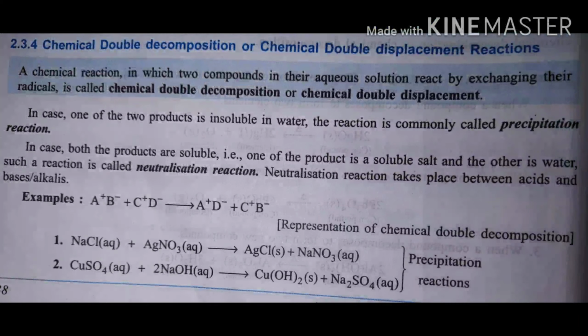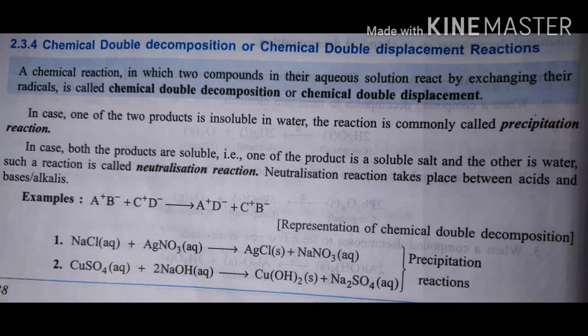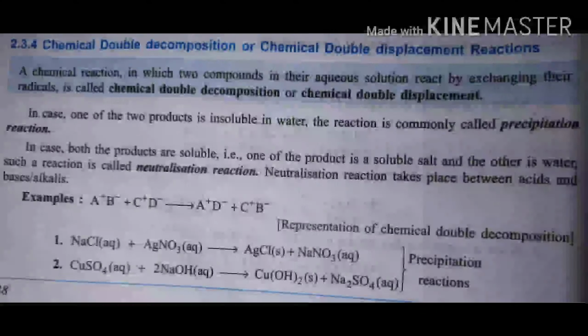Now we will turn to the fourth type of the chemical reaction, which is double decomposition or double displacement reaction. The reaction in which exchange of ions takes place is called as double displacement reaction. Now see the general reaction. Here AB is reacted with CD and form AD and CB.